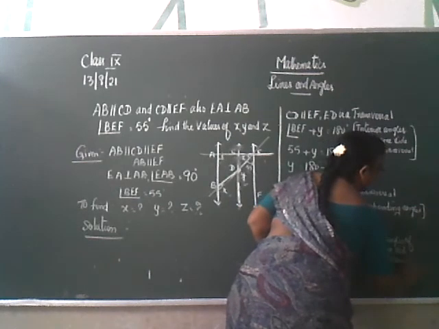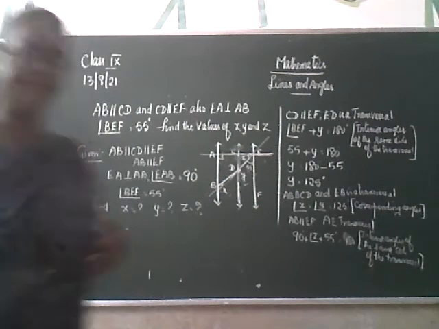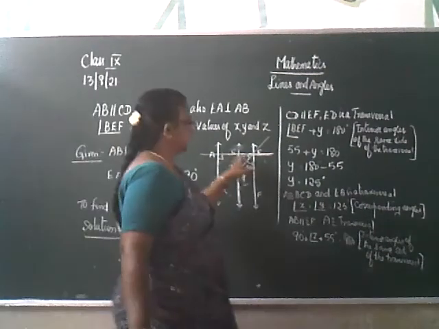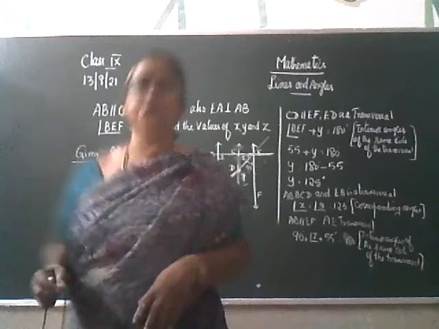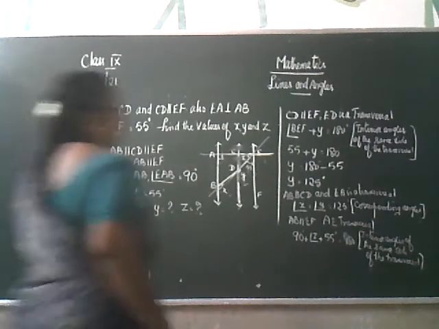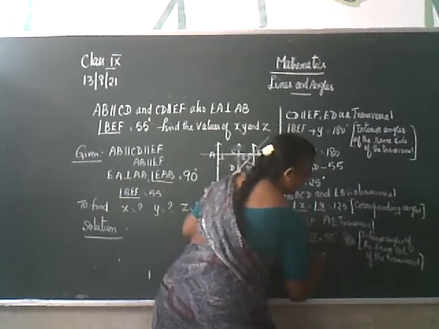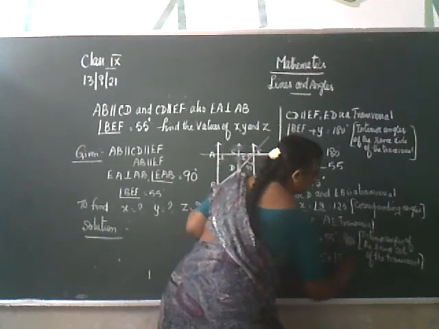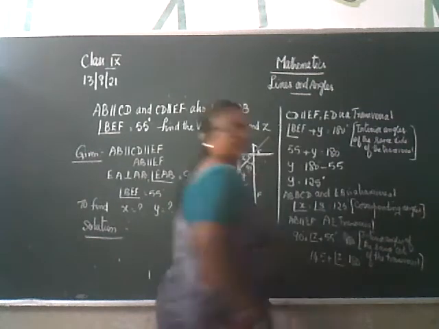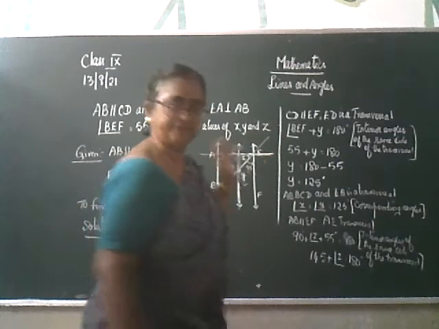Sum of the interior angles on the same side of the transversal is 180 degrees. So 90 plus Z plus 55 is equal to 180 degrees. What is 90 plus 55? It is 145. So transpose 145 to that side.